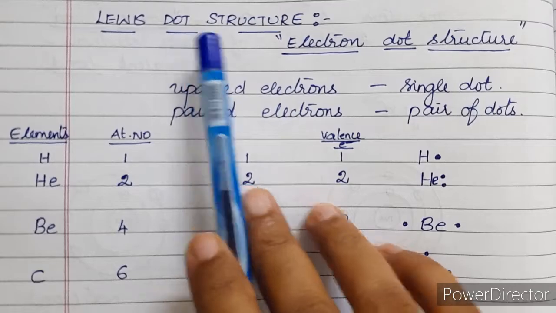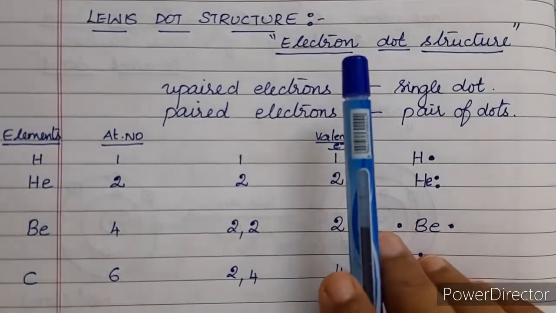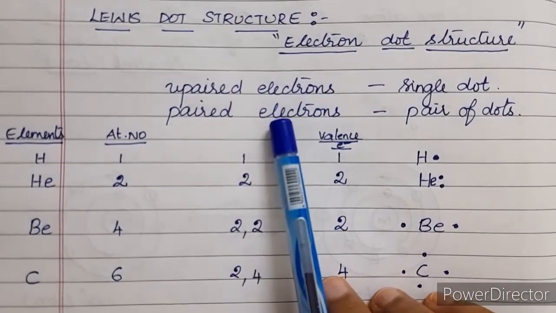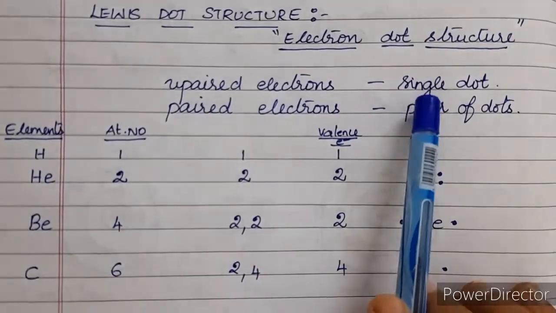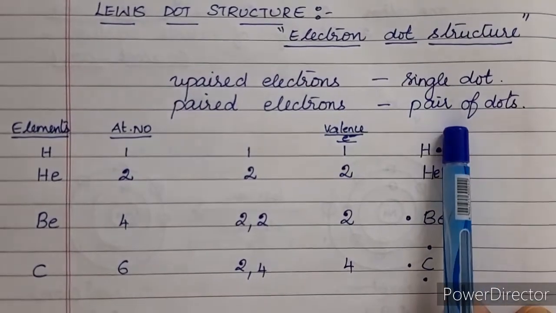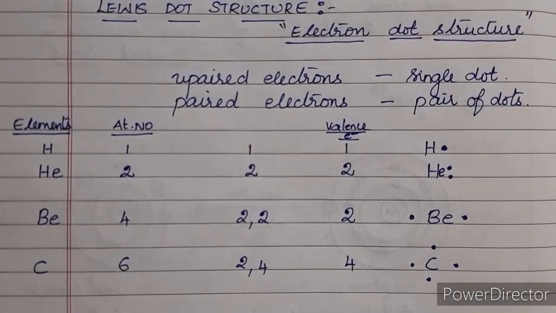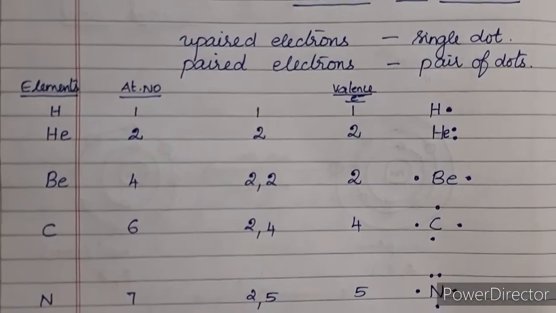Now this Lewis dot structure is also called electron dot structure, and we use dots to indicate the unpaired electrons and paired electrons in the valence shell. Now the unpaired electrons are denoted by a single dot and the paired electrons are denoted by a pair of dots. Now let's see the examples of how the valence electrons are depicted in the elements.